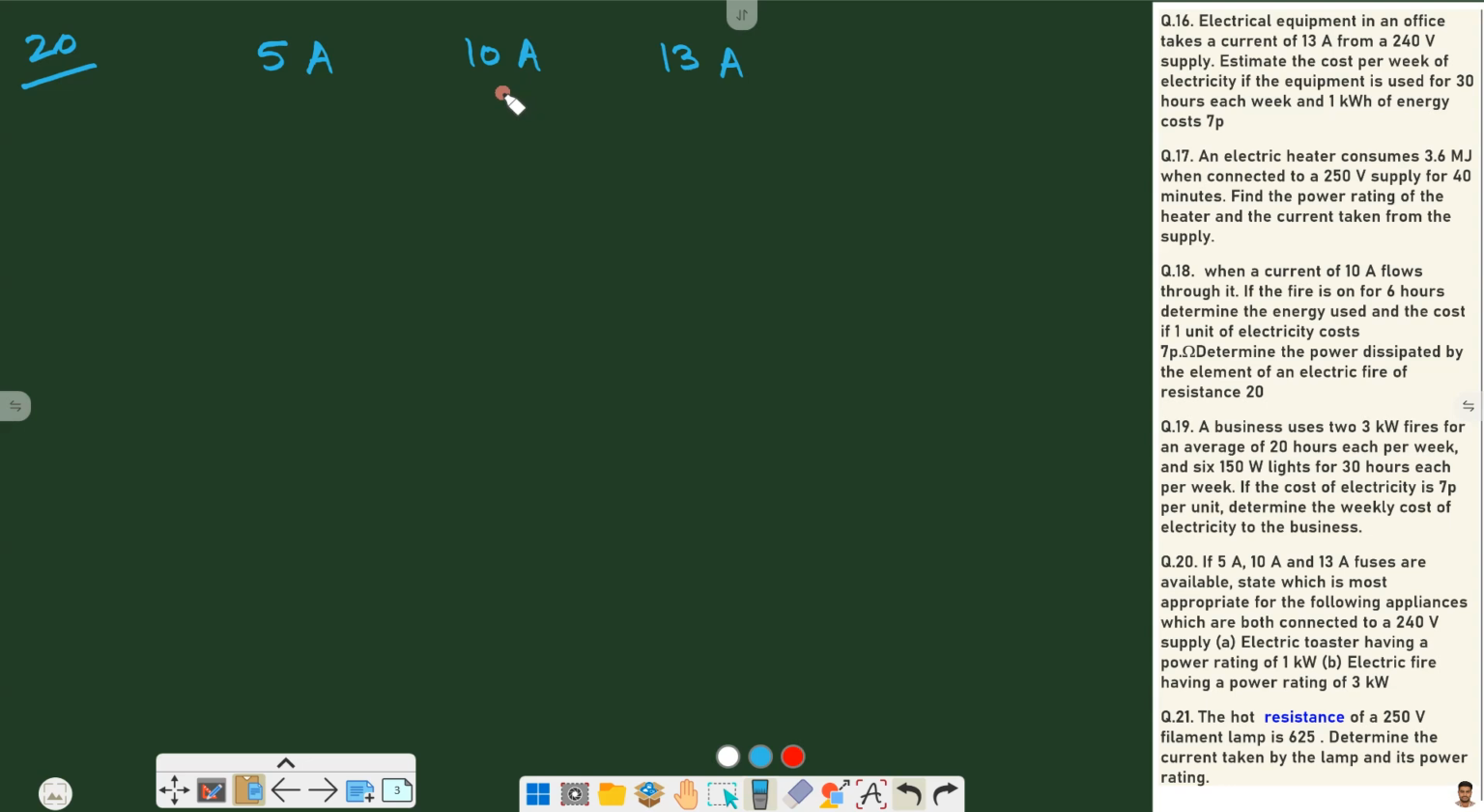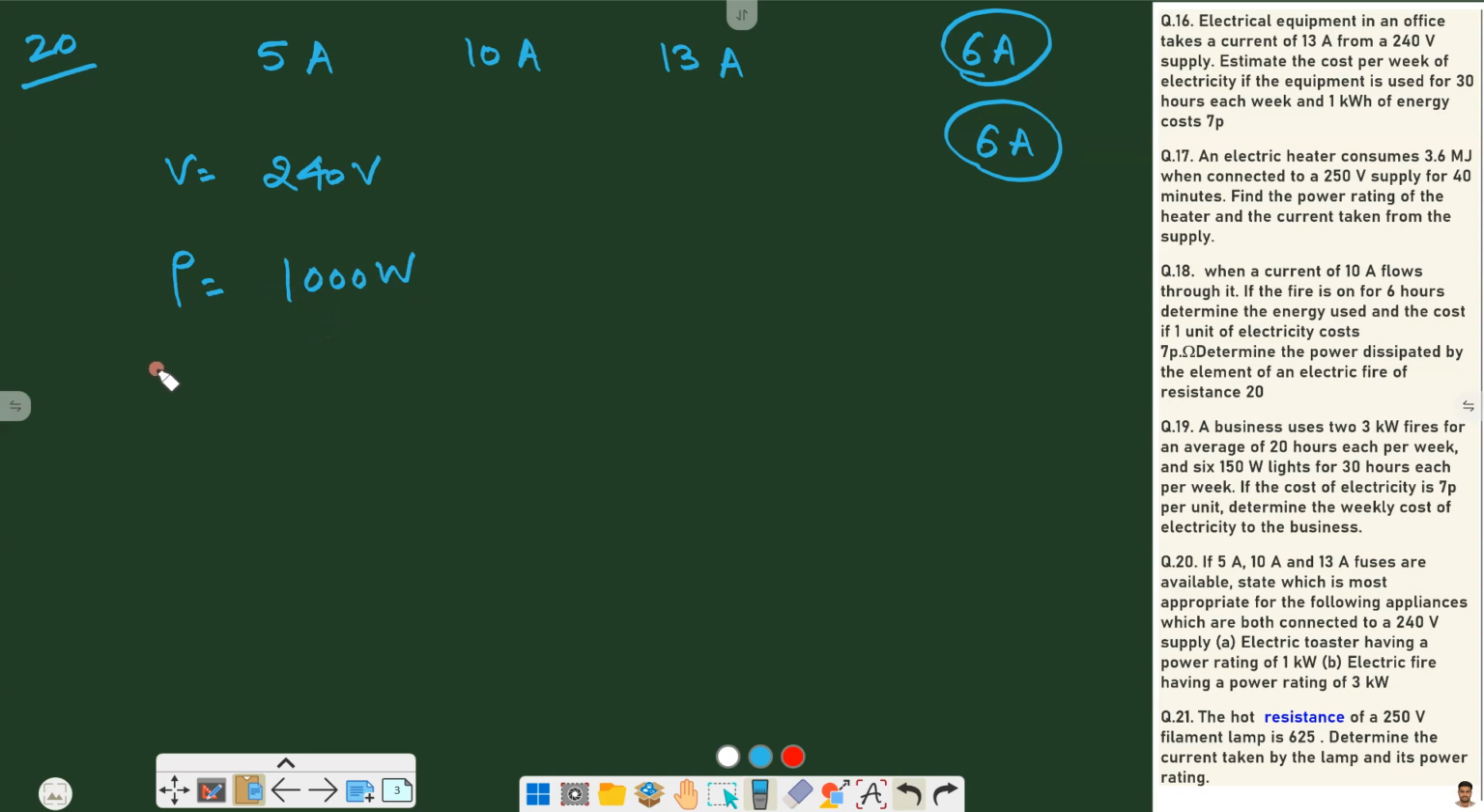So indirectly we have to find out the maximum current allowed for that instrument, and we will choose according to that current. Suppose we have an instrument which has current of 6 ampere, then we will choose a fuse of 6 ampere, right? We will show this in this question. So potential is given 240 volts, and toaster having power rating of 1 kilowatt. So power is given 1 kilowatt or 1000 watt.